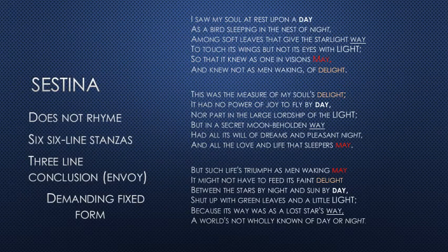You have the sestina. This one has a very demanding fixed form. It has 6 6-line stanzas. I've only given you the first 3 here of this one. And then a 3-line conclusion, which is called an envoy at the end. But here's what's particularly demanding. At the end of each of the first 6 lines, in those first 6 stanzas, those words have to be repeated at the end of the lines of each stanza.